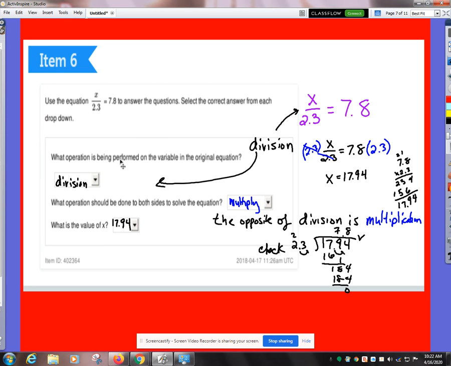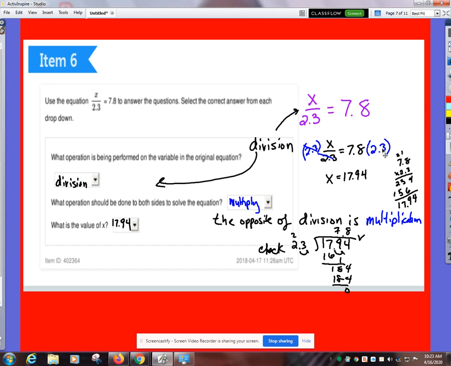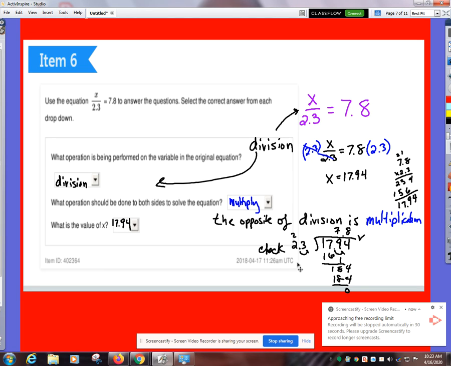And the last question, they use the equation x over 2.3 equals 7.8, and do the steps. What's the operation being performed on the variable in the original equation? Well, x over 2.3 is x divided by 2.3. So that's division. How are we going to get an answer for x? Got to do the inverse operation, which would be to multiply both sides by 2.3. And so I performed that math, 7.8 times 2.3, I got 17.94. I did a quick check. Does 17.94 divided by 2.3 equal 7.8? It did, it checked, we're good to go. So that was a quick little showing you how to get the answers.